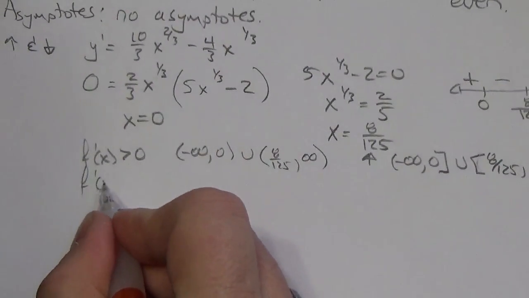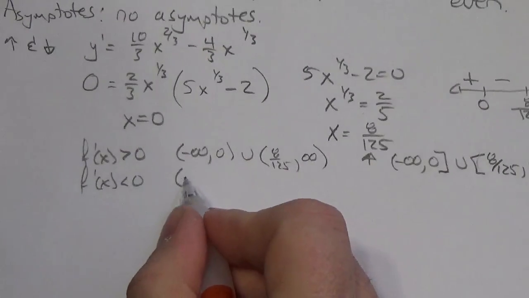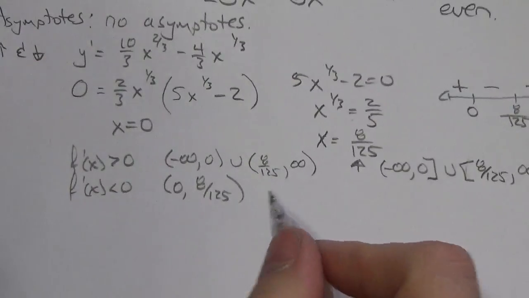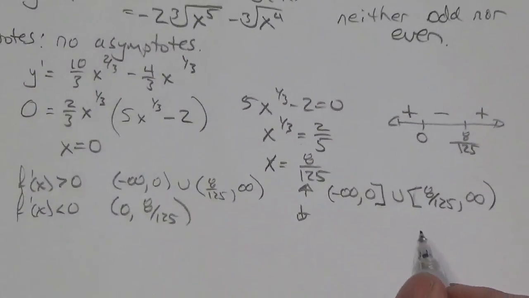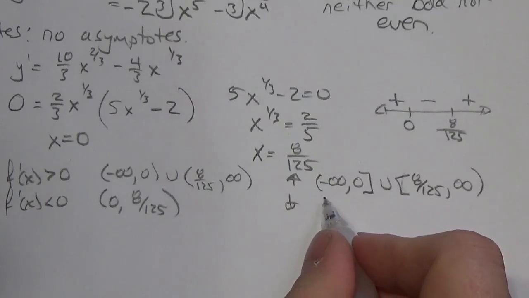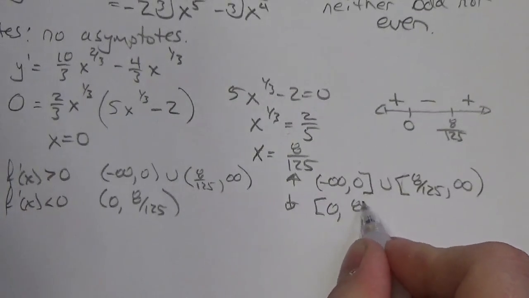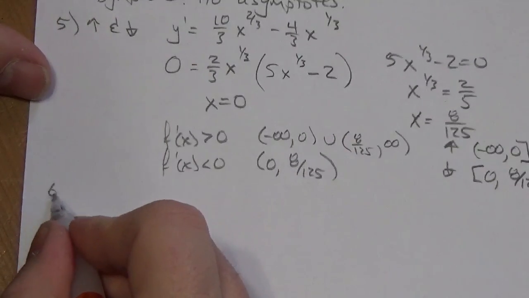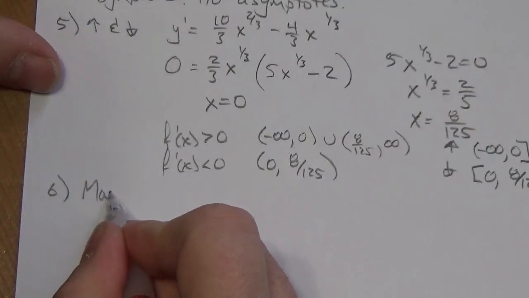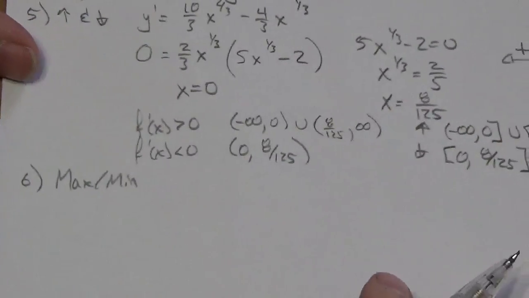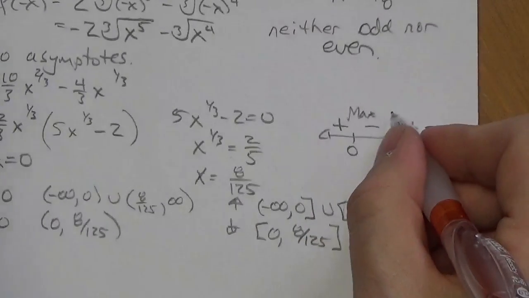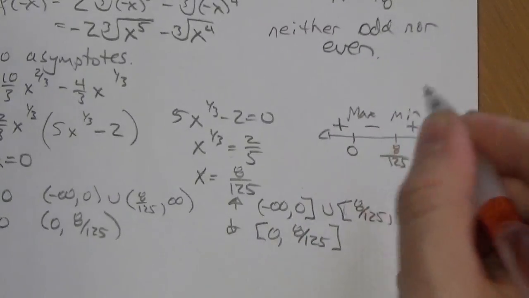We know that the derivative is negative on that interval from 0 to 8 over 125, which means that this graph is going to be decreasing on the closed interval from 0 out to 8/125. Okay, good. So now we can use this to help us find our max and min values. And actually that should be pretty clear. We're going to get a max here, and we're going to get a minimum here.